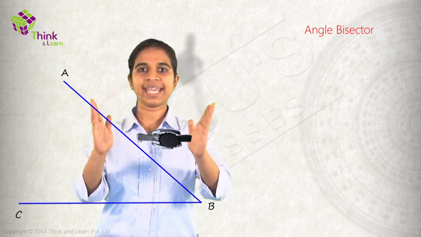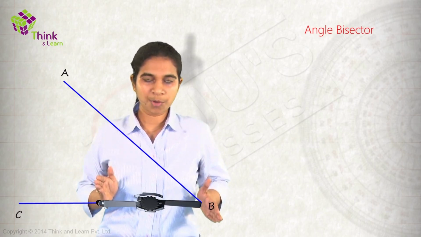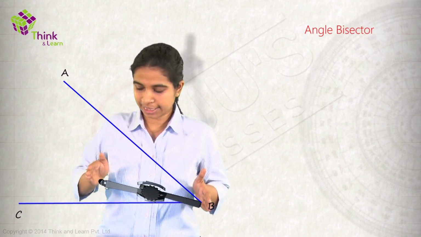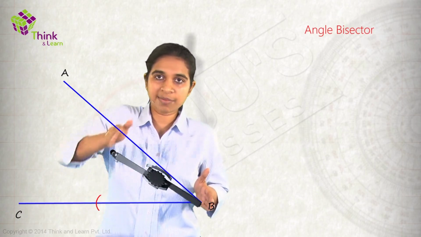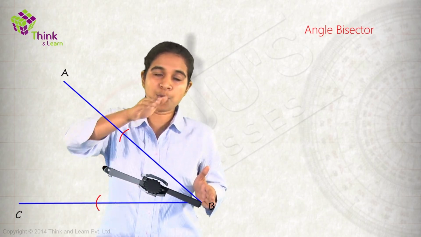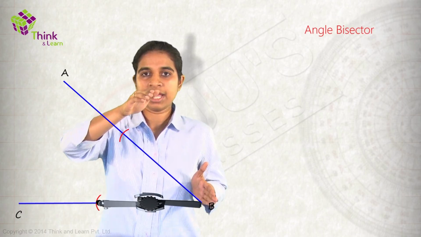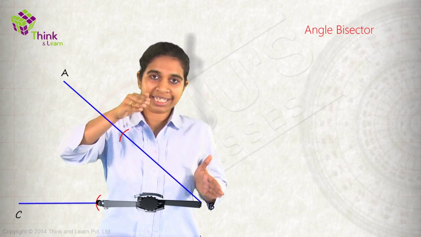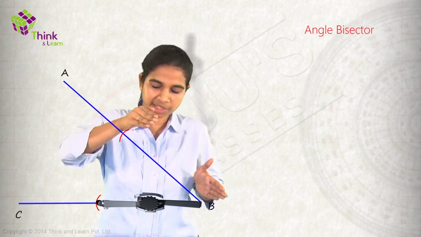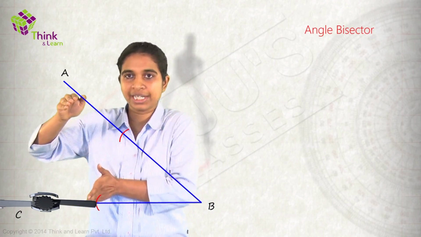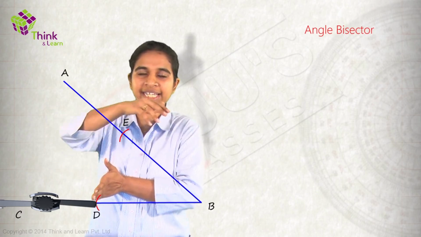Take a compass, take any length on the compass, put the leg of the compass on B, that's where the angle is, and mark an arc here. With the same distance, mark an arc on both sides of the angle, or both rays of the angle. Now, keep the same distance. You don't even need to change this distance. Move the leg from point B to this point. Let me call this point D and this point E.